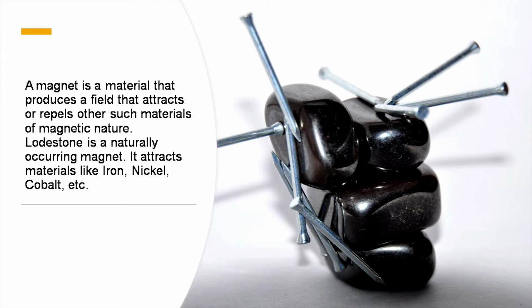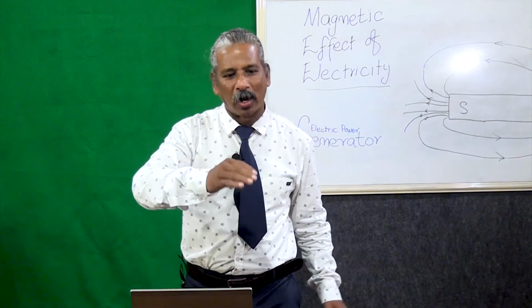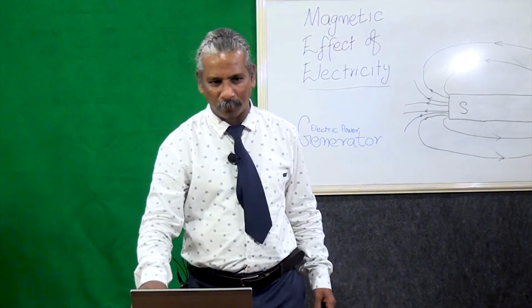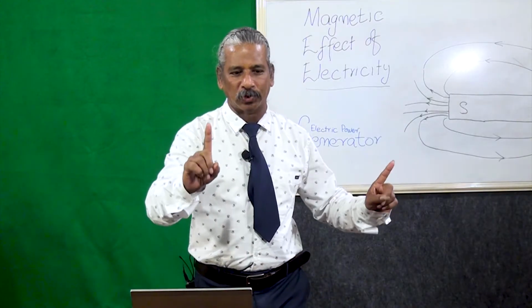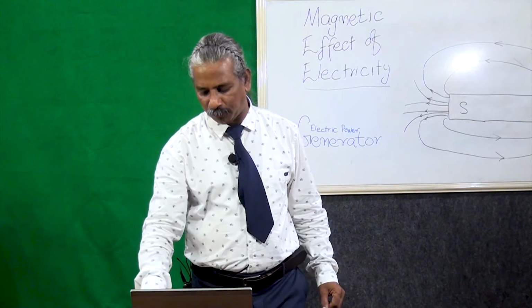Lodestone is a naturally occurring magnet. It attracts materials like iron, nickel, cobalt, etc. Two things we have to understand before we go deep into this discussion: one is current. What is current and what is its magnetic effect?